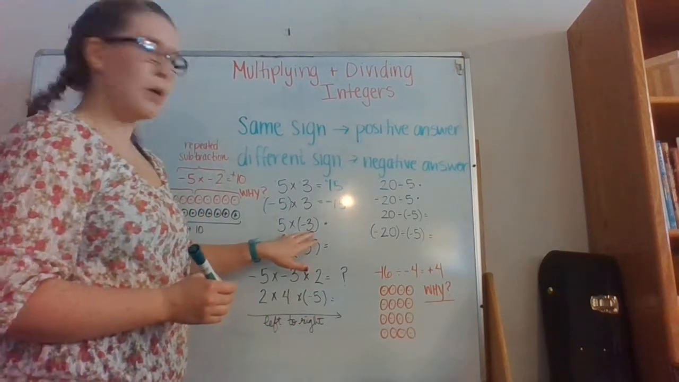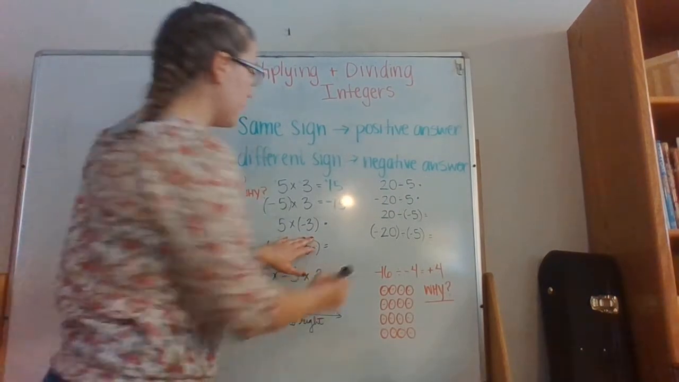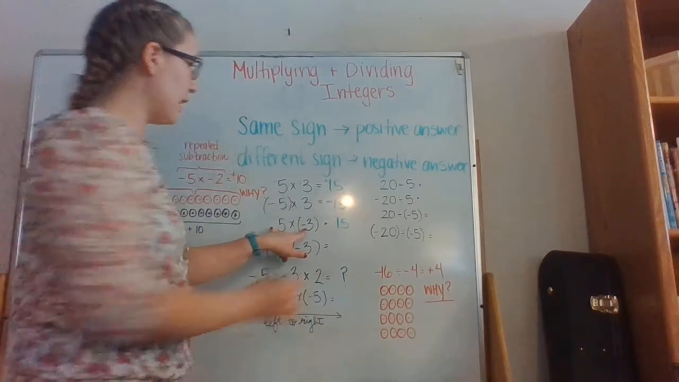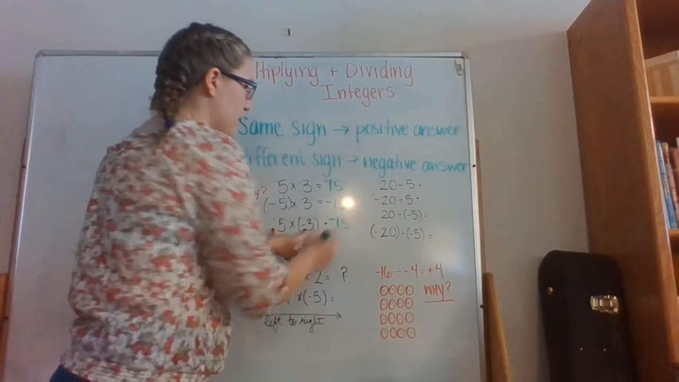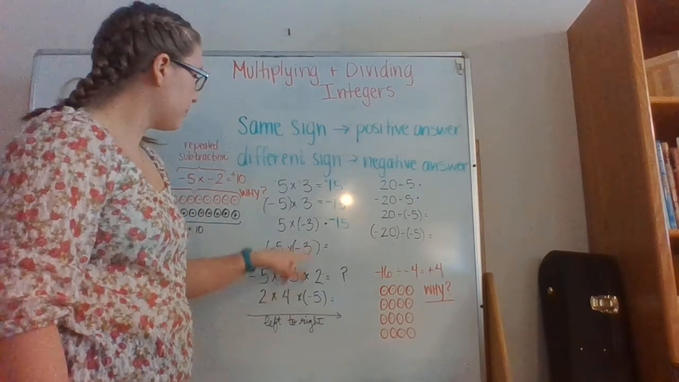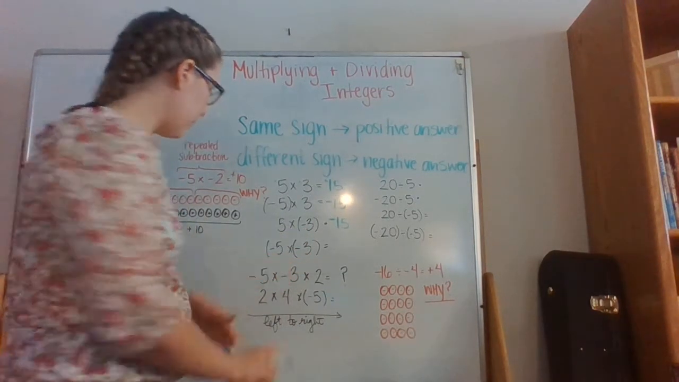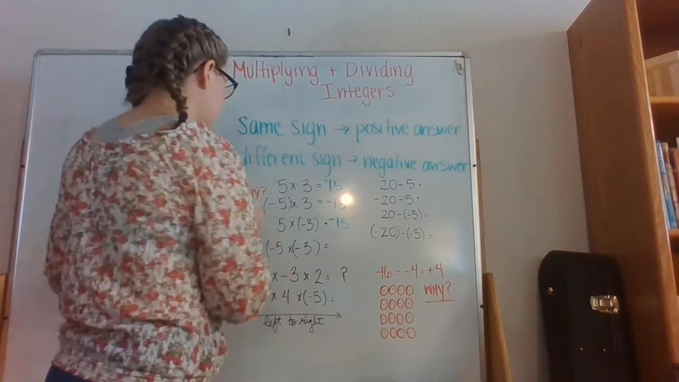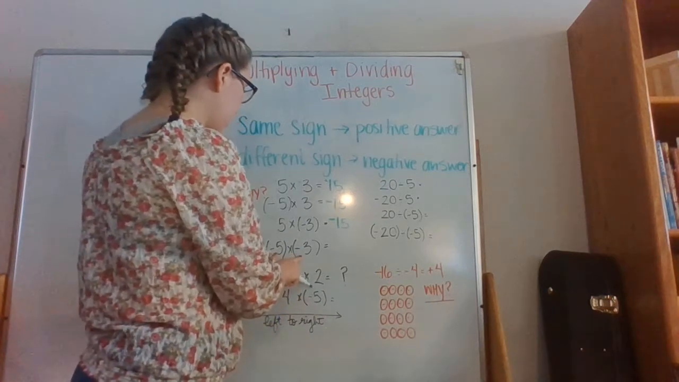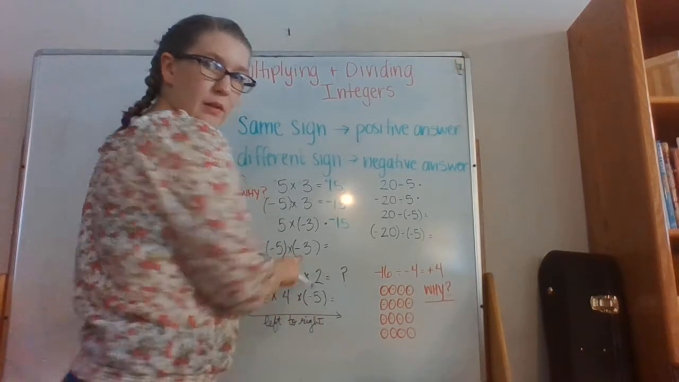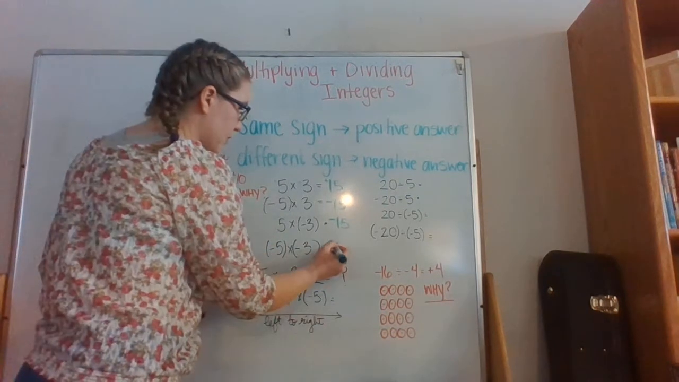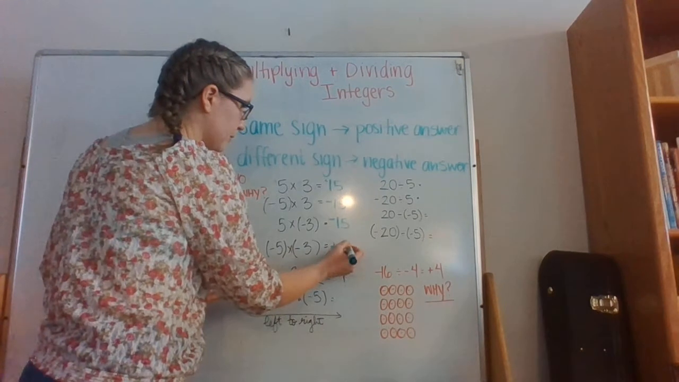5 times negative 3, once again, just looking at the numbers, is 15. Then I have a positive and a negative. Those are different, so it's a negative answer because they're different signs. Here I have negative 5 times negative 3. Those are the same sign. A negative and a negative, they're the same sign. So it's going to be a positive answer.